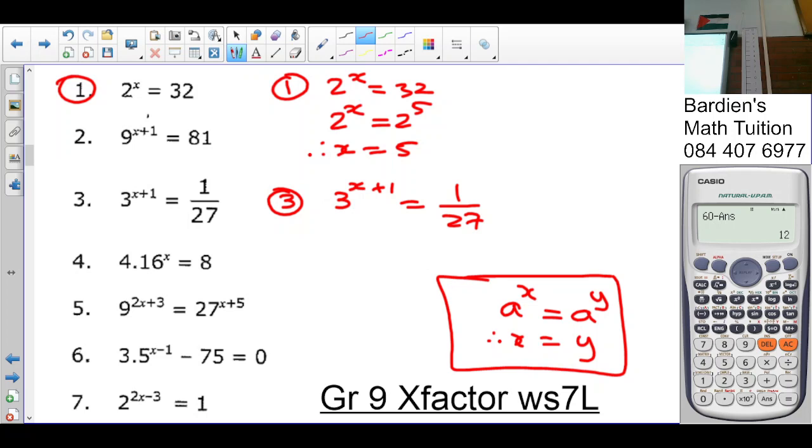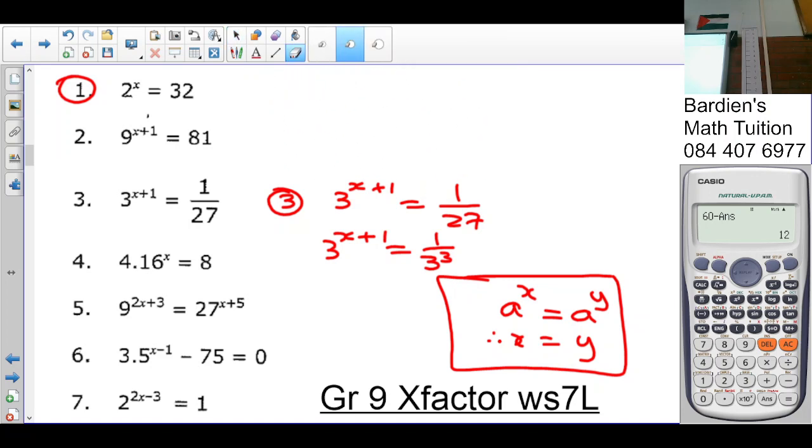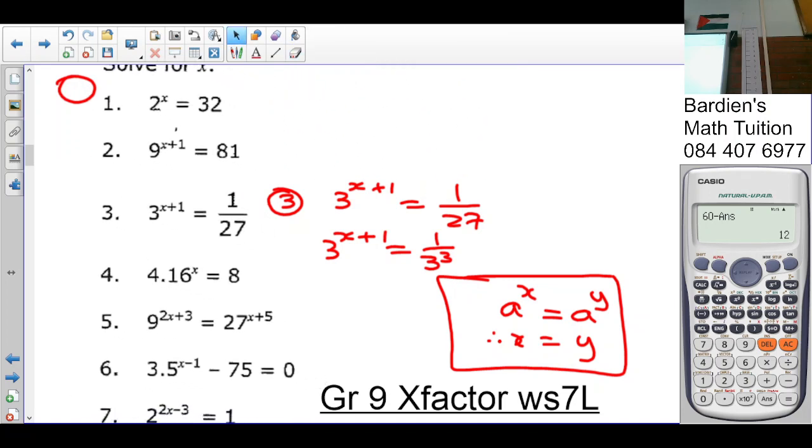But are the bases the same? The first one is 3 and the other one is 1 over 3. So my plan is to get the bases to be the same. How can we make the bases the same? Remember, we want the bases the same for the exponents to be equal, not so?